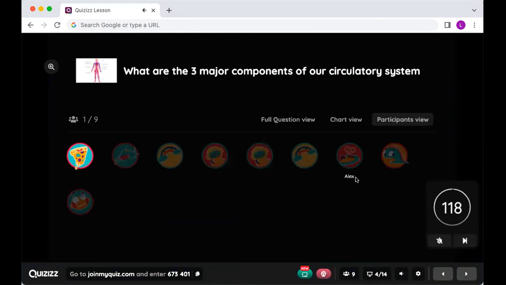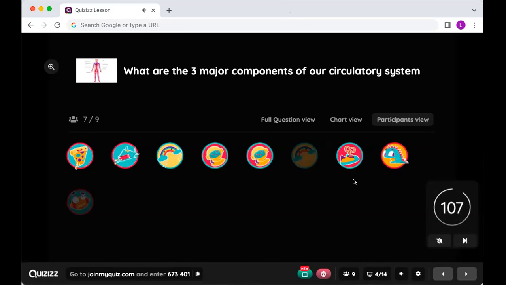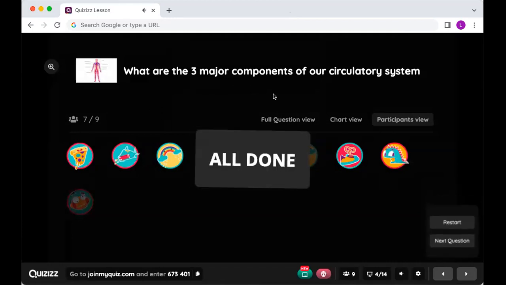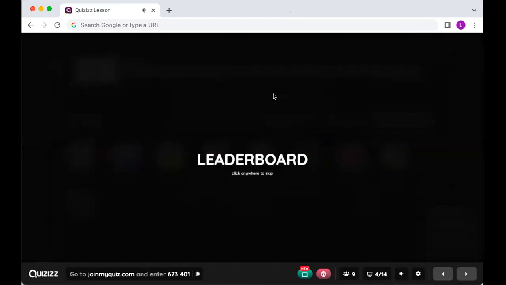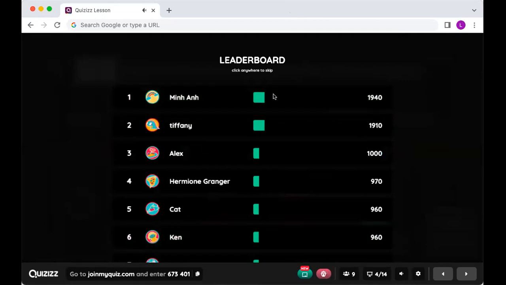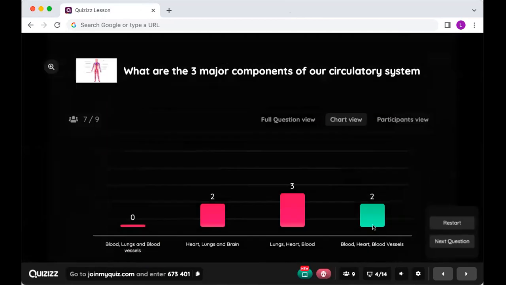What are the 3 major components of our circulatory system? Okay, so let me just end the question now. Ming An is now top. All right. The correct answer is blood, heart, and blood vessels. All right. Next question.